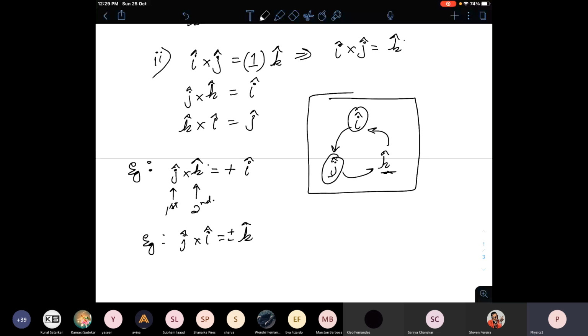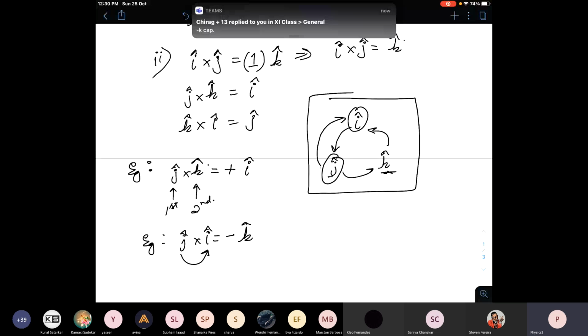So how to decide plus and minus? Just see the direction of motion. You are going from J cap to I cap, which is in the clockwise direction. That is, you are going against the circle. So a minus sign. That's it. Good. So you are getting the idea.